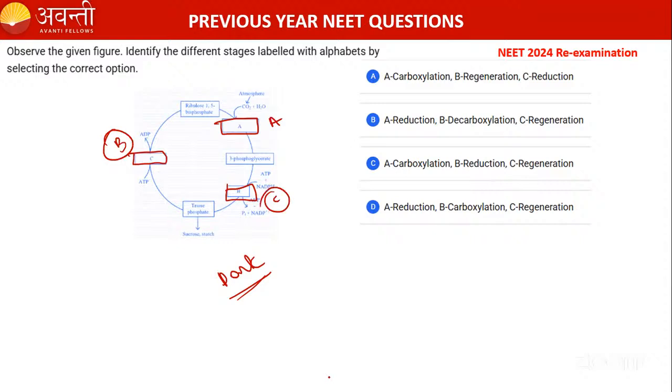Sometimes they will give A here, B here, and C here. At that time, you might simply answer carboxylation, reduction, and regeneration. But that is not correct, right? At that time, what you have to give is carboxylation, regeneration, reduction, because B is labeled here. Yes or no? You have to see properly. But here, the correct answer is C. A is carboxylation, B is reduction, and C is regeneration. Okay, C is correct.